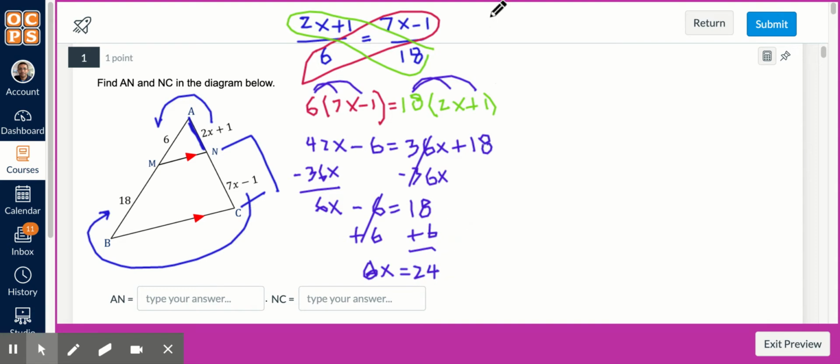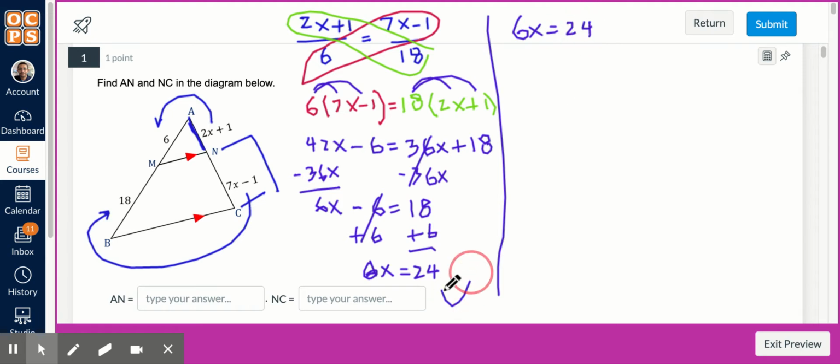24. So let's make a line over here. So I have 6x equals 24. Right? I'm coming here from the bottom. Divided by 6 on both sides. And the value of x is equal to 4. But again, I got to read the question because this is not my answer.